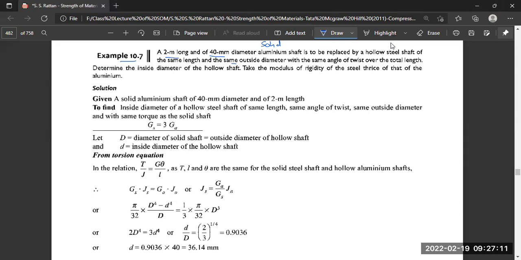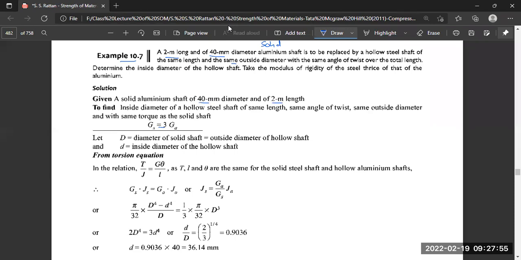So what is given here? The length of the steel and aluminum shafts is given. The outside diameter of the steel shaft is also given. The relation between the modulus of rigidity of steel and aluminum is given. And another thing is given: both steel and aluminum can sustain the same angular twist over the entire length. So we have to calculate the inside diameter of the hollow steel shaft, which is unknown to us, while the outside diameter is known. We have a 40 millimeter aluminum shaft, 2 meter length, and torque is also given. GS is equal to 3 times G.